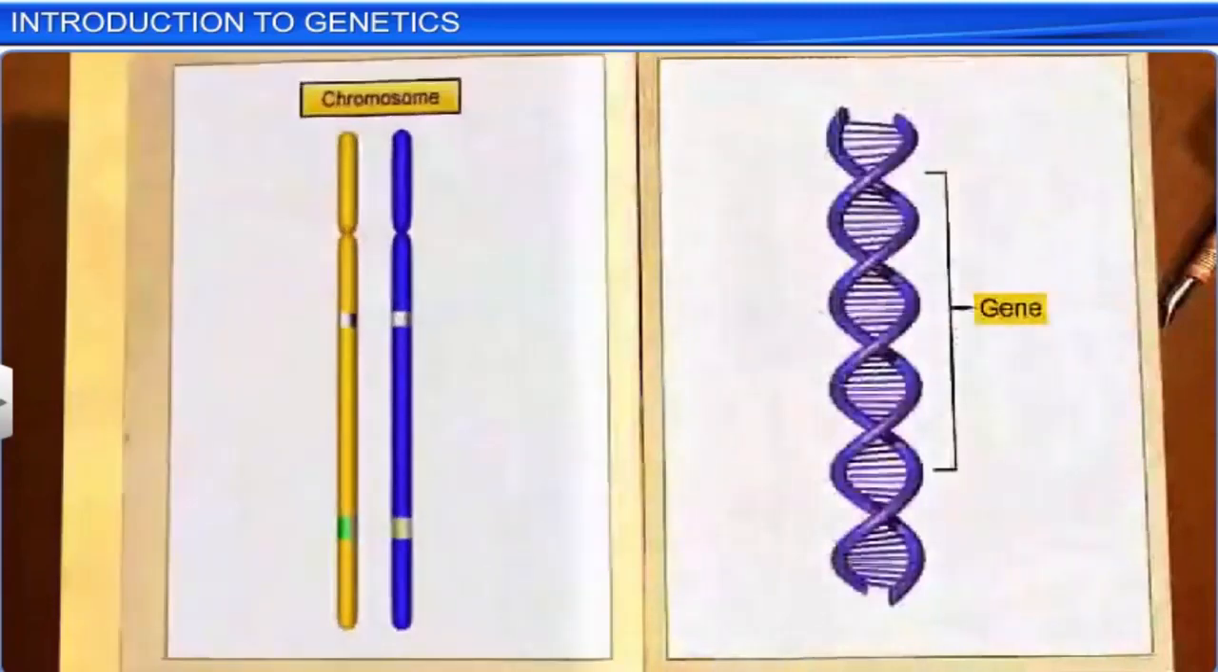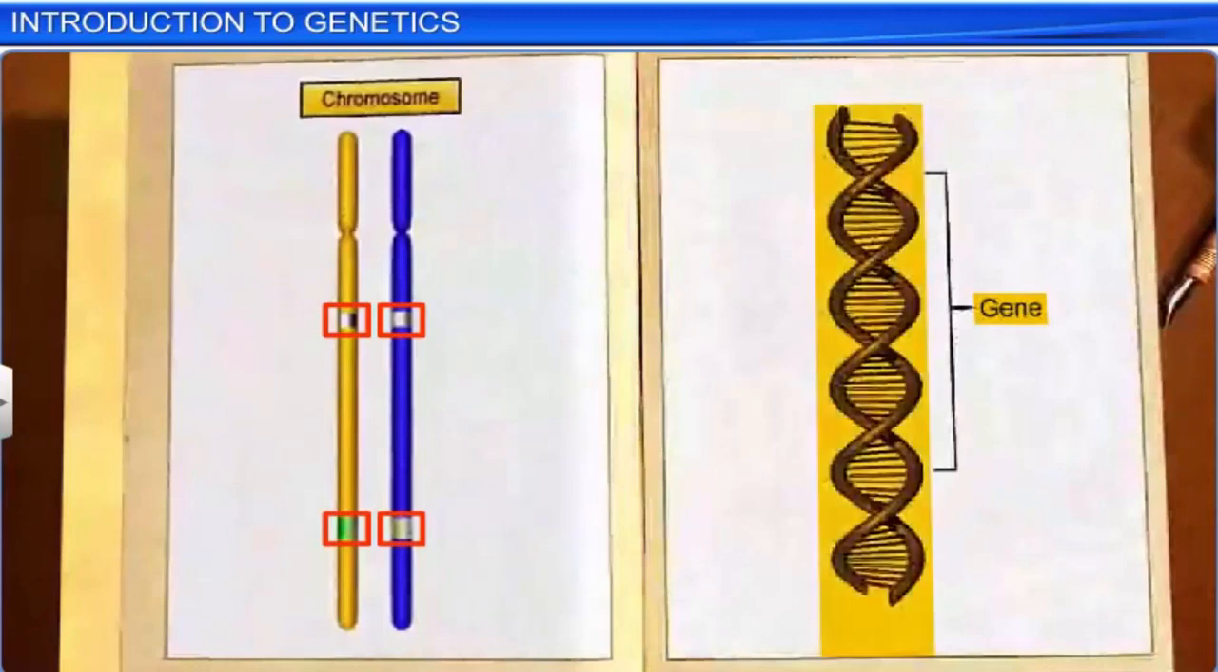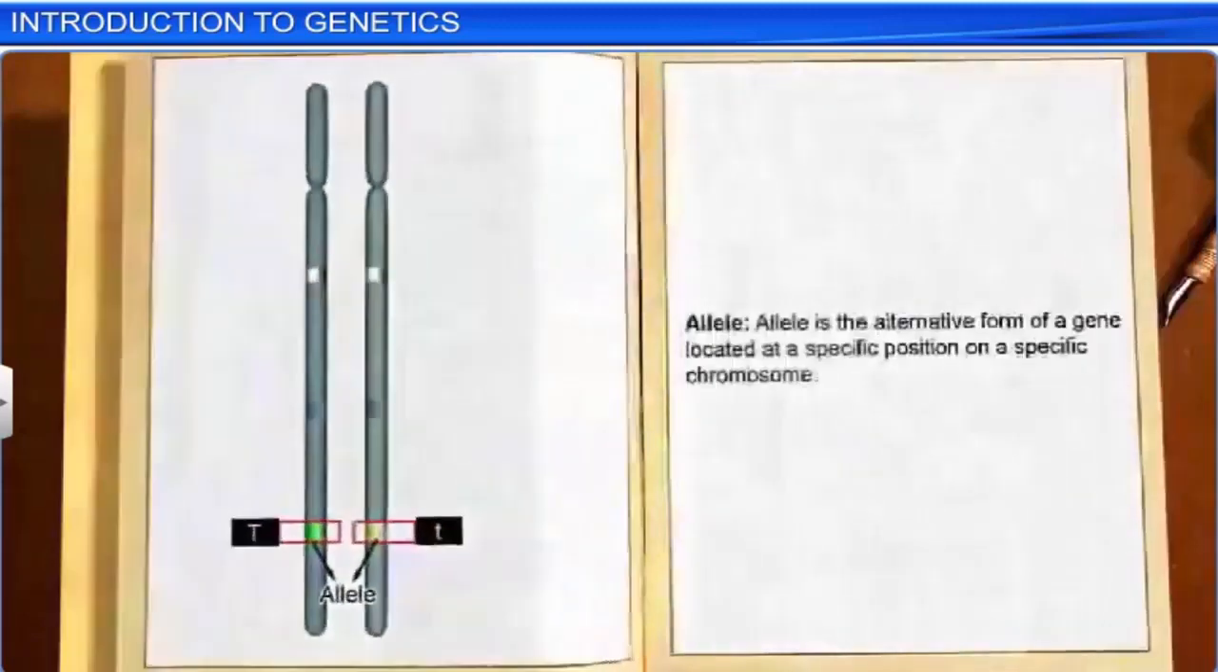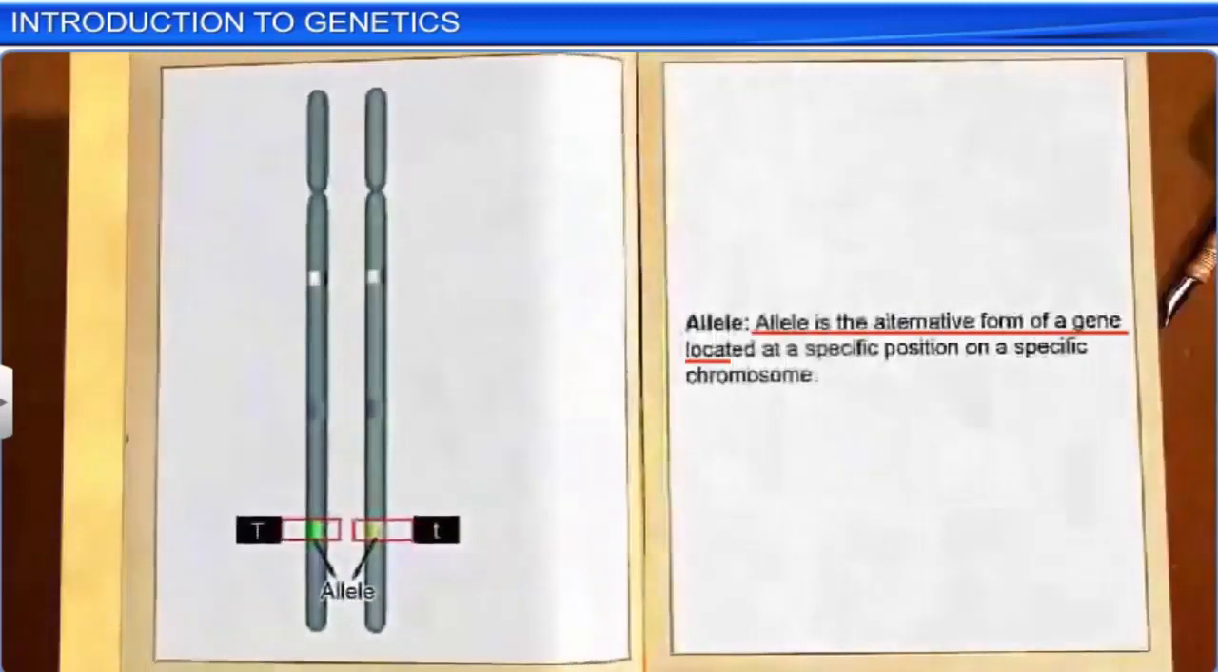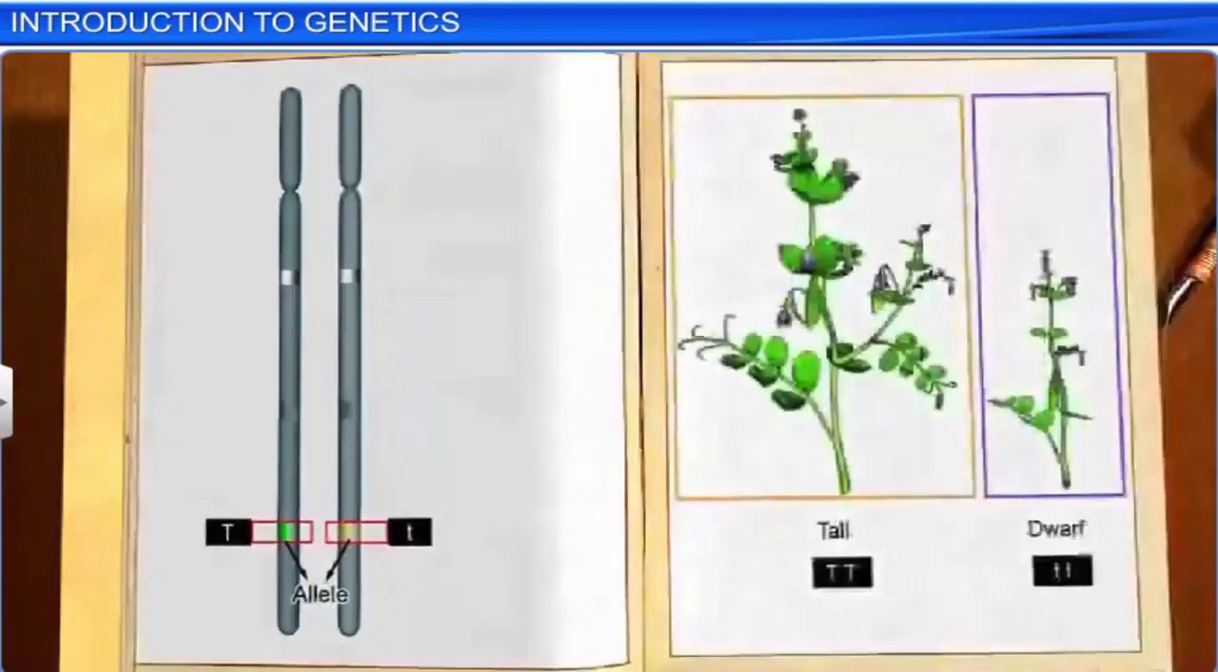A gene or a factor is the functional unit of heredity material, that is, DNA. In other words, it is a unit of DNA that is responsible for the appearance and inheritance of a character. The alternative form of a gene located at a specific position on a specific chromosome is known as the allele. It governs the trait of an individual and is generally represented by a letter.